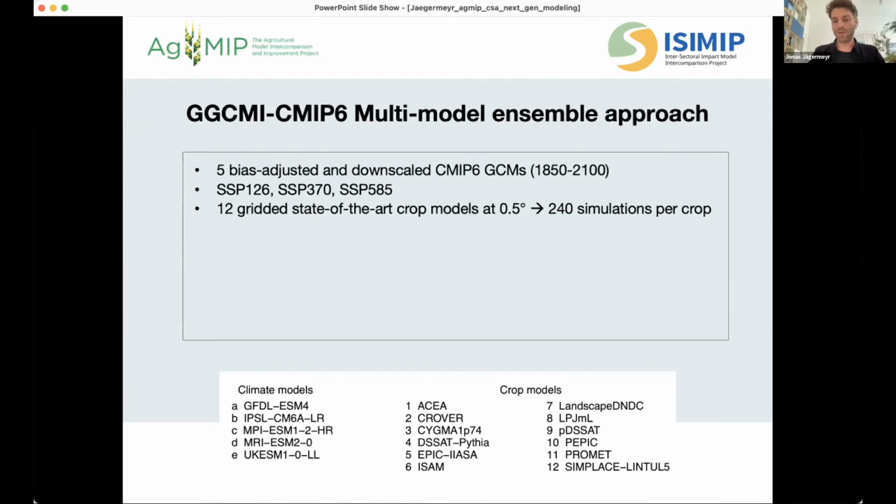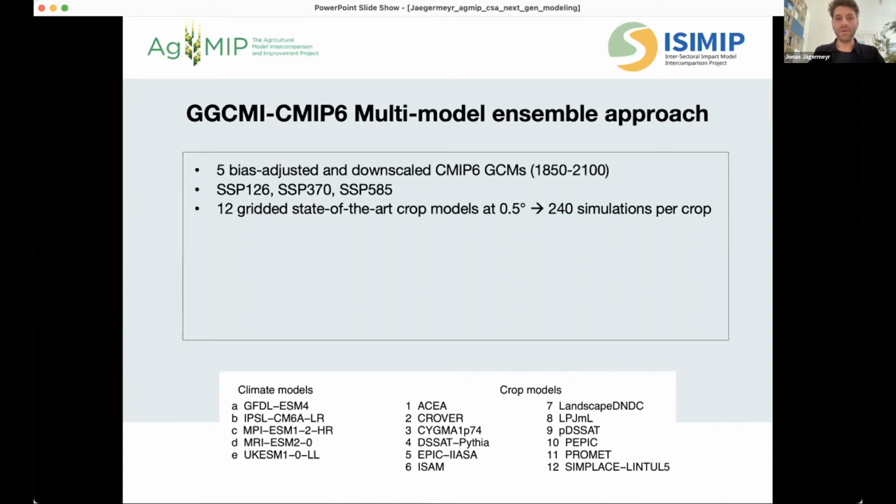So here I'm just going to share real quick what we call the GGCMI CMIP6 multi-model ensemble, using CMIP6 GCMs that are bias adjusted and downscaled centrally by ISIMIP for all these input sectors for different SSP RCP combinations. And as of today, we're bringing together 12 gridded process-based state-of-the-art crop models that all run at a half-degree grid globally, which make about 240 simulations per crop.